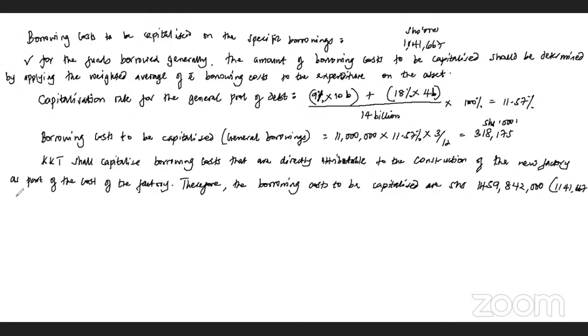1,416,667,000 plus 318. So those are borrowing costs to be capitalized. In other words, that's the cost that will be added to the initial cost of the factory to come up with the carrying amount in the statement of financial position. So that's how much we have. That's the amount to be capitalized.